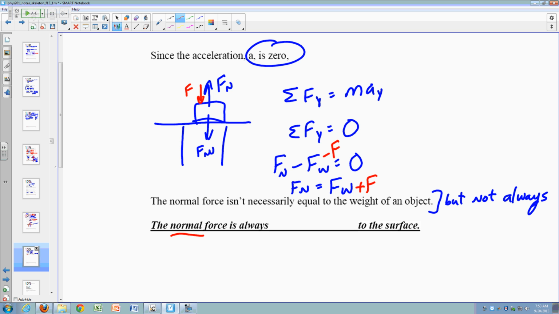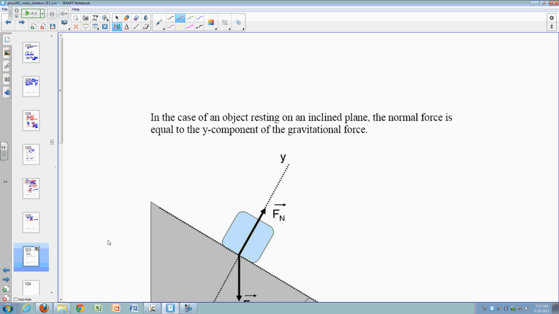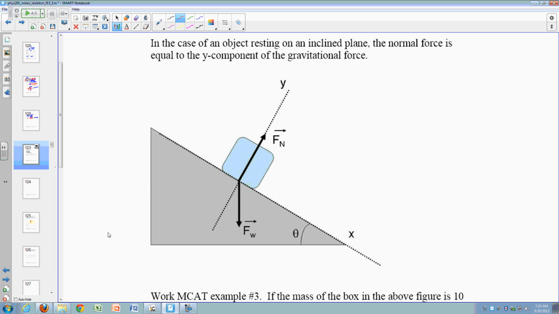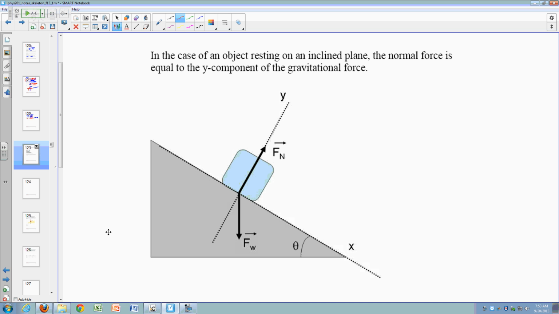I already said this, but the normal force is always perpendicular to the surface. So in the case of an inclined plane, I have a picture. The normal force is going to be perpendicular to the surface. Notice here I have the normal force drawn, and it's at an angle of 90 degrees to the surface. We're going to be doing a number of inclined plane problems. They're nice problems because they require you to resolve vectors into their x and y components and deal with vectors in 2 dimensions. So let's first look at the normal force.